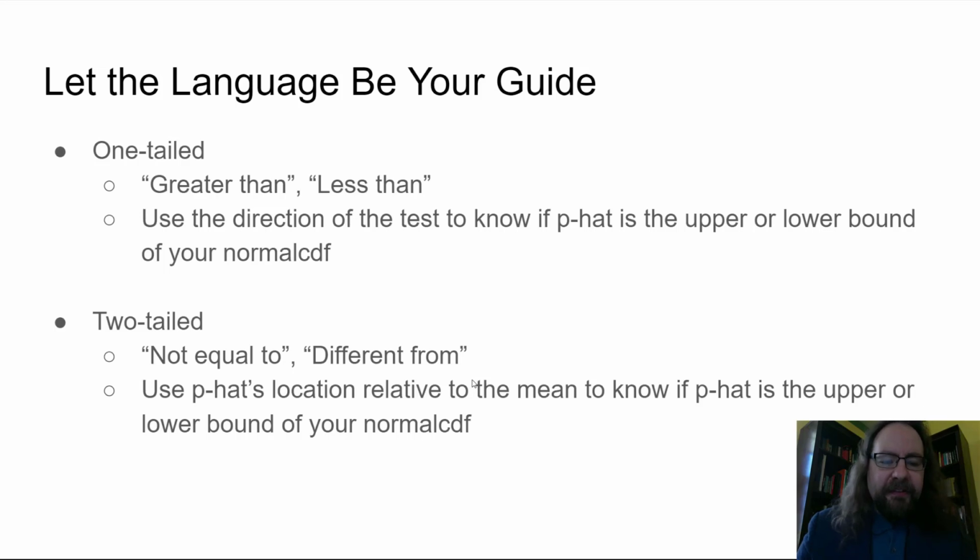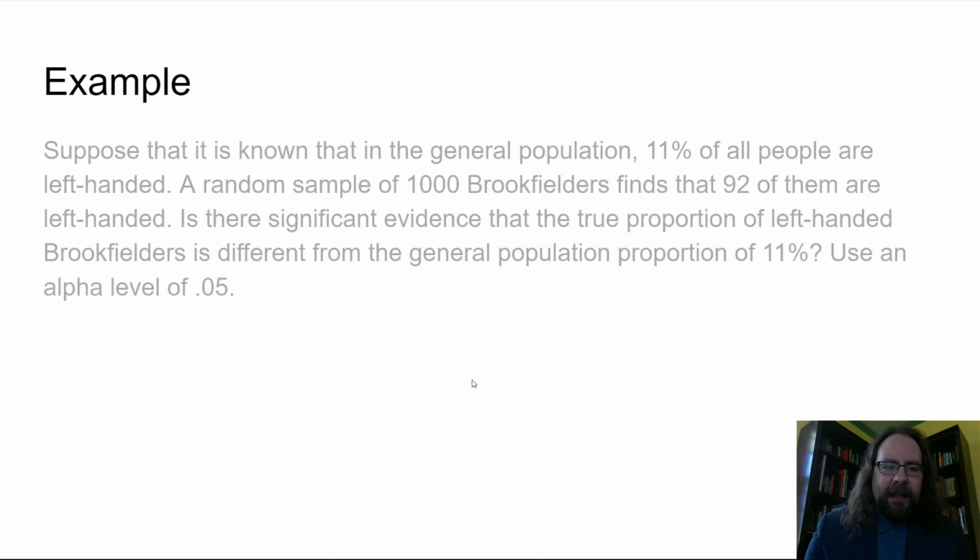And in that case, you're going to use your p-hat's location relative to the mean to know if p-hat is the upper or lower bound of your normal CDF. Because we're not going to give you a direction, you're going to have to infer how to do your normal CDF to do it correctly. So we're going to see an example of that to hopefully make that clearer. So let's take a look at an example.